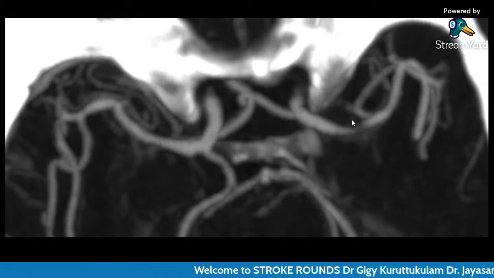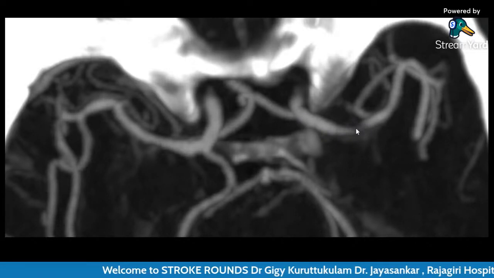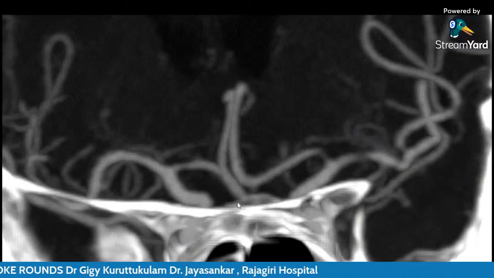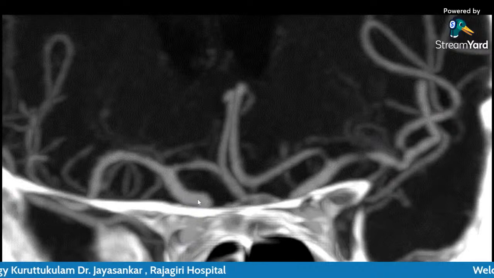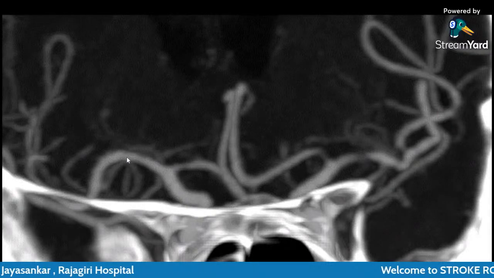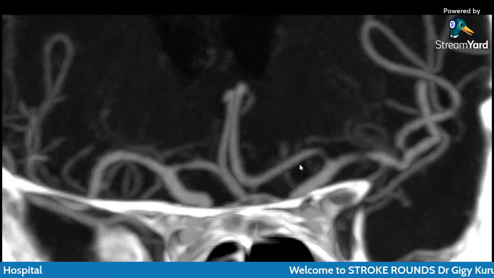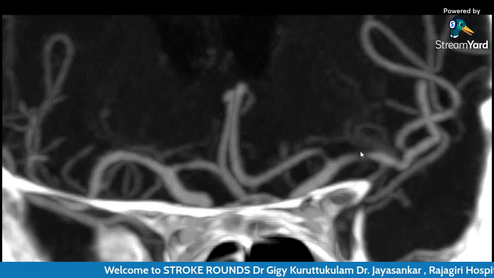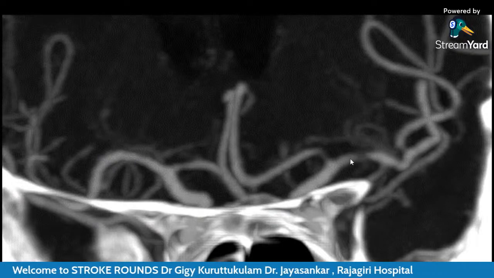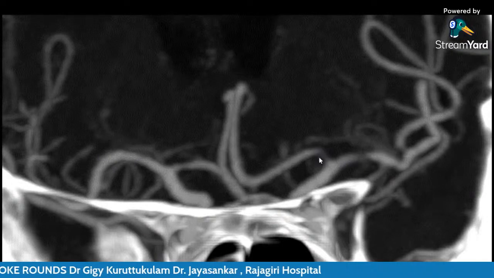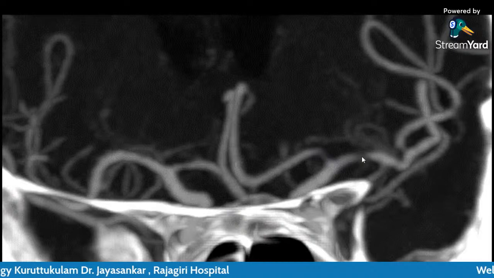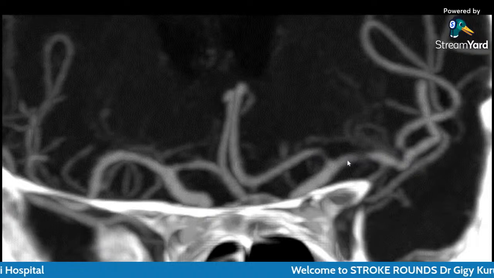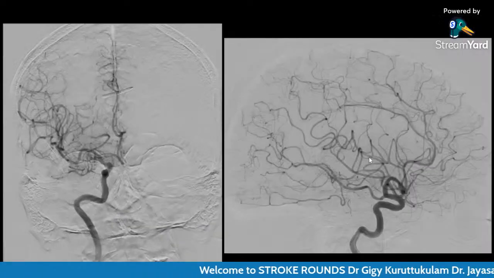So it is very difficult to decide whether this is a narrowing or something else. So what does this show? It's a coronal MIP image showing almost the same findings. On the right side it is essentially normal. On the left side, we can see similar findings with additional findings. There is a filling defect in the mid portion of the MCA, and there is minimal narrowing of the origin of the A1 also. And there is minimal narrowing here also. So there are some three areas of mild stenosis seen.